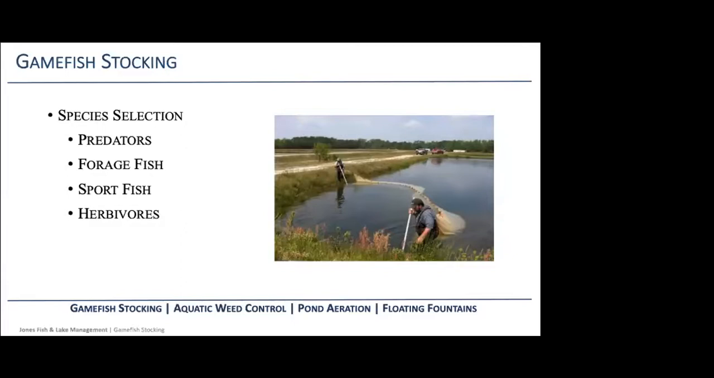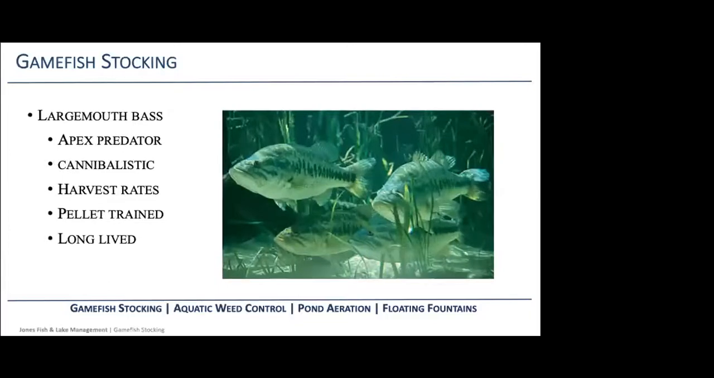You've got your predator fish, your forage fish, which are very important to help feed everything, and then your herbivores. I'm going to break this down, starting with your predators, then working my way down to the forage fish, and ending with the algae eaters, tilapia, grass carp, that sort of stuff. First and foremost is going to be your largemouth bass.